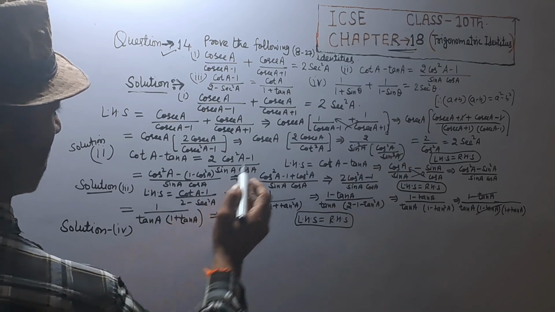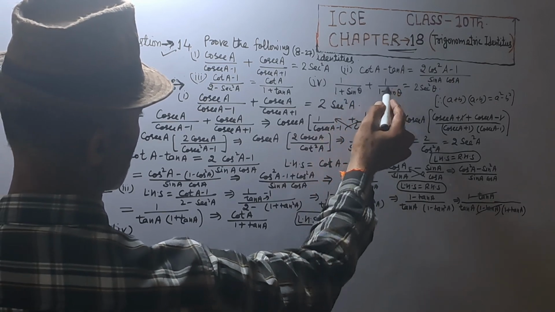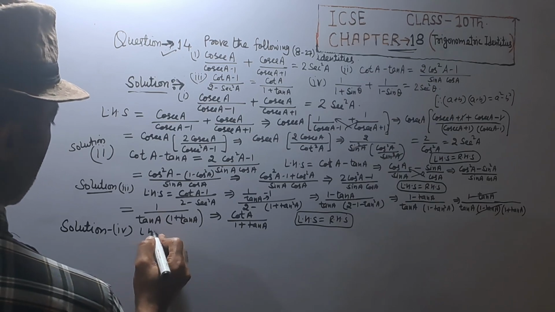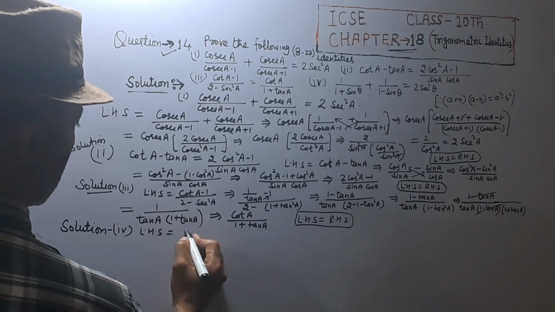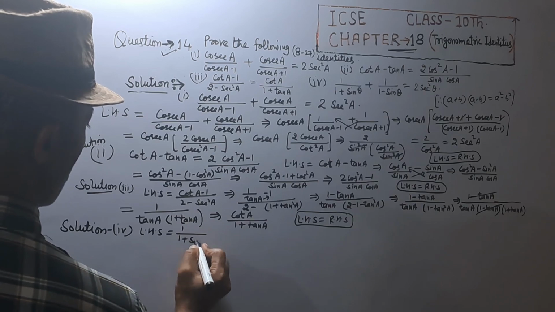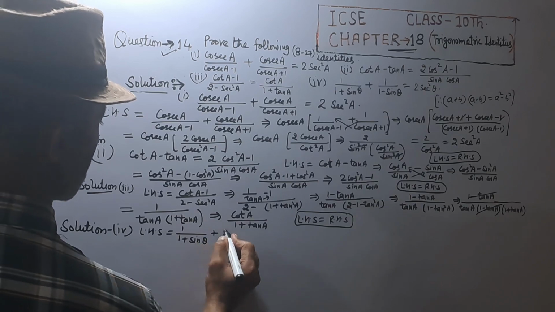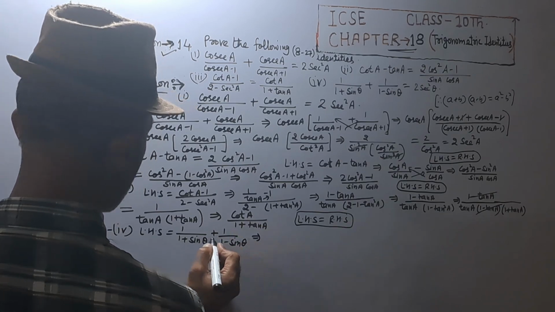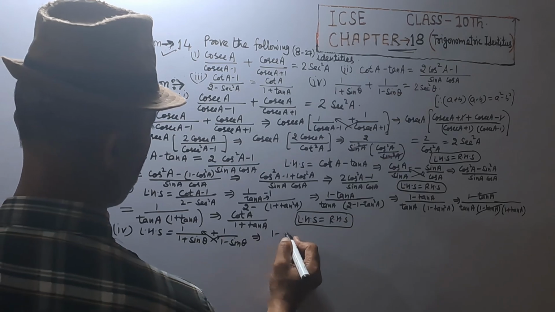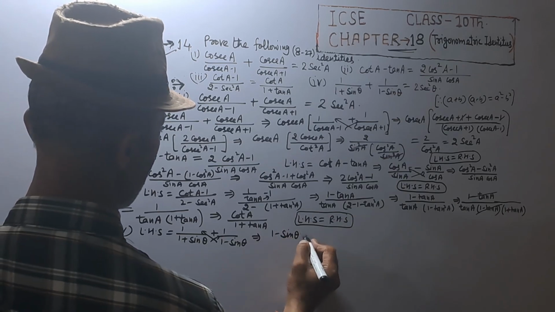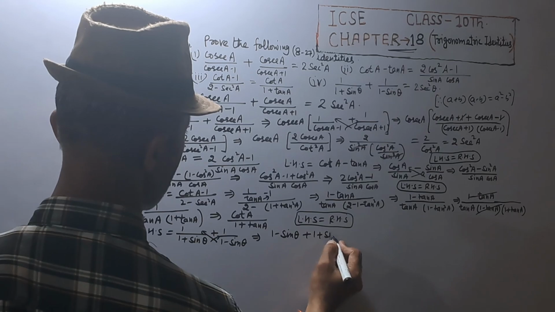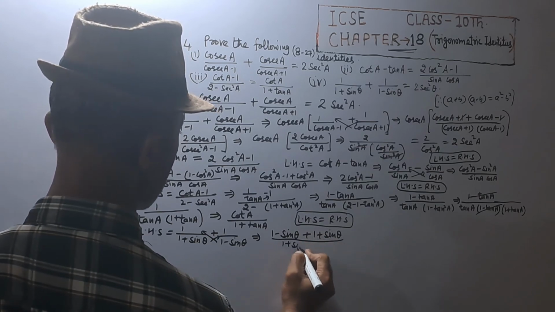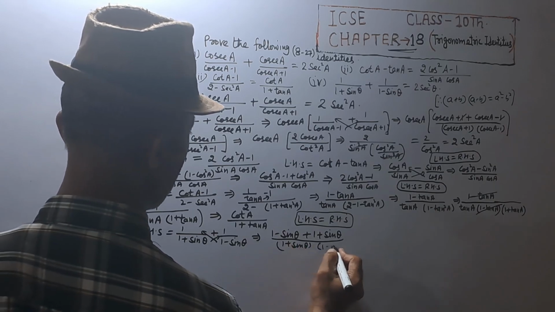Solution, fourth part. 1 upon 1 plus sin theta plus 1 upon 1 minus sin theta equal to 2 secant square theta. Taking left hand side, that is 1 upon 1 plus sin theta plus 1 upon 1 minus sin theta, which implies cross multiplying, 1 minus sin theta plus 1 plus sin theta divided by 1 plus sin theta into 1 minus sin theta.